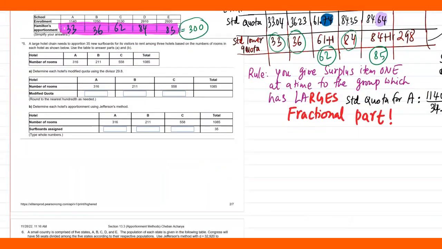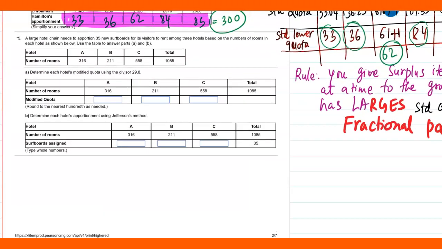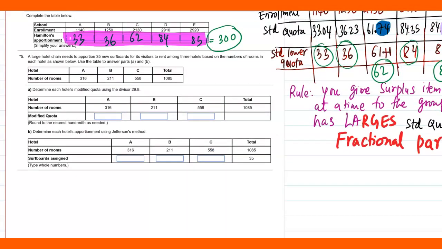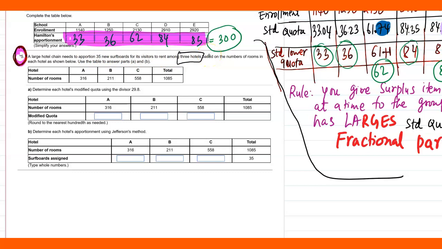All right, now let me go back to the question here, and let's do question number 5. It is very simple. It's easier than the Hamilton method, because divisor is given. There is no surplus going to be. Let me do this question, and you understand what I mean here. A large hotel chain needs to apportion 35 new surfboards for its visitors to rent among 3 hotels. There are 3 groups here.